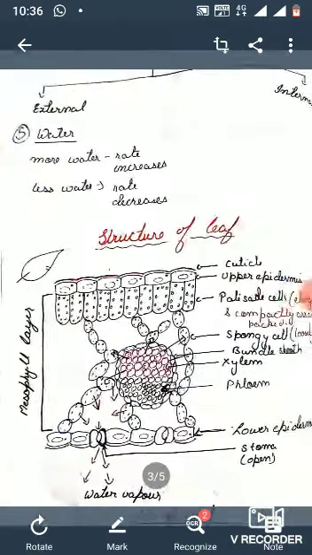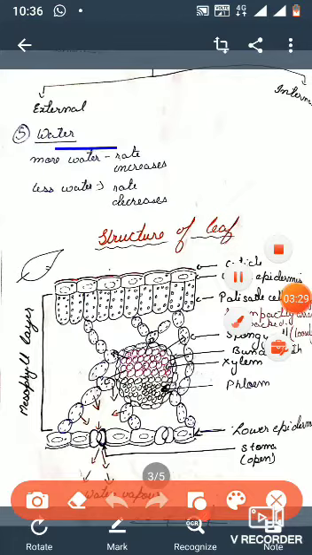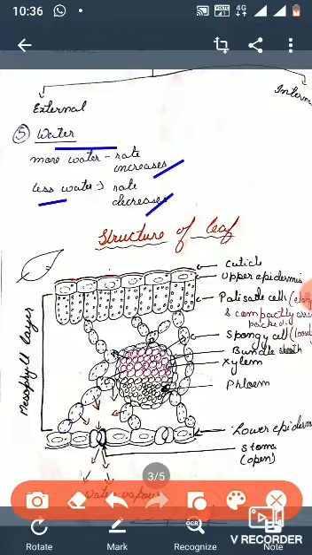The fifth point is water. As we all know, water is the raw material for photosynthesis. So, more water will increase the rate of photosynthesis, less water will decrease the rate of photosynthesis. So, these were the external factors affecting the rate of photosynthesis.